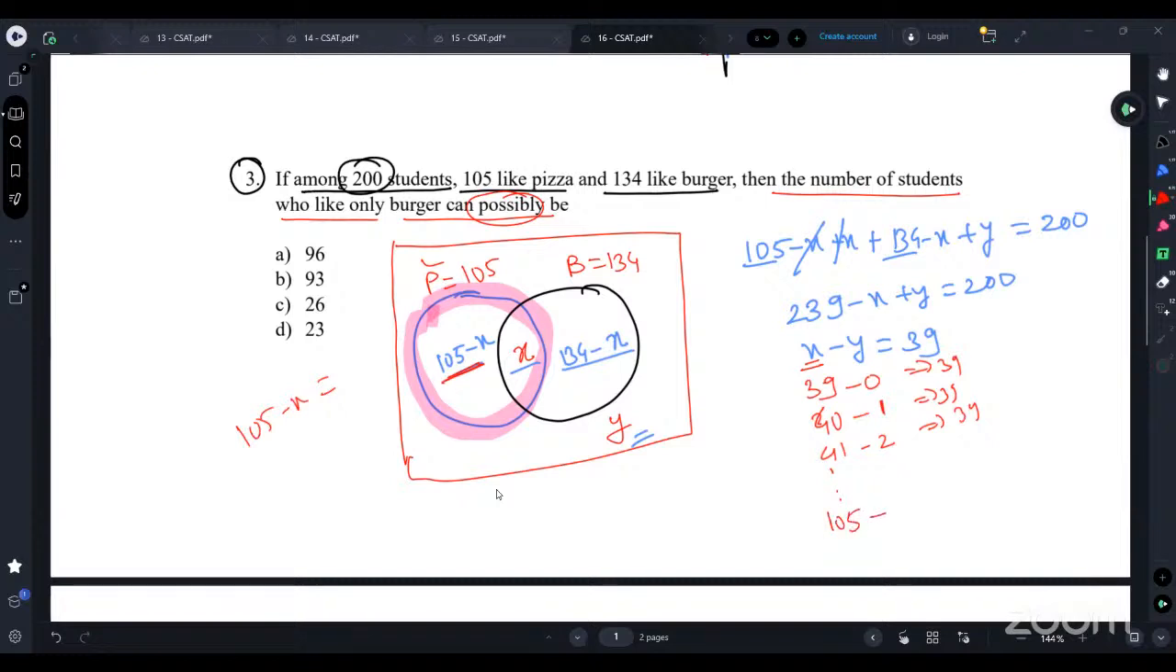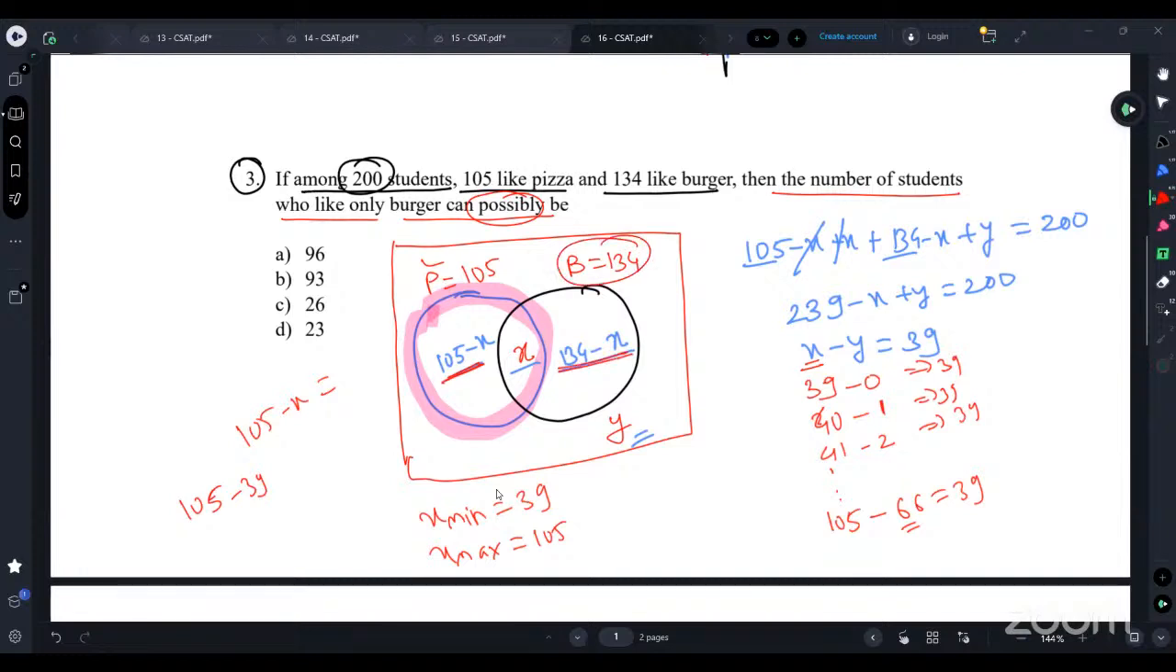And what will be the maximum value of Y in this case? It will be 105 minus 39. 105 minus 40 is 65, so 66. So the maximum value of Y can be 66. Now we have the range of X. The minimum value of X can be 39 and the maximum value of X can be 105.